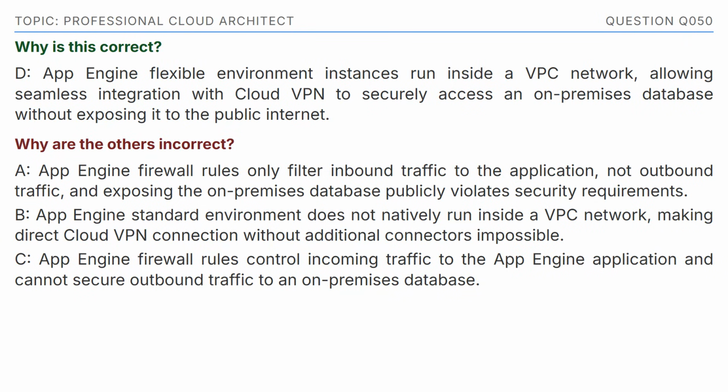App Engine flexible environment instances run inside a VPC network, allowing seamless integration with Cloud VPN to securely access an on-premises database without exposing it to the public internet. Why are the others incorrect?